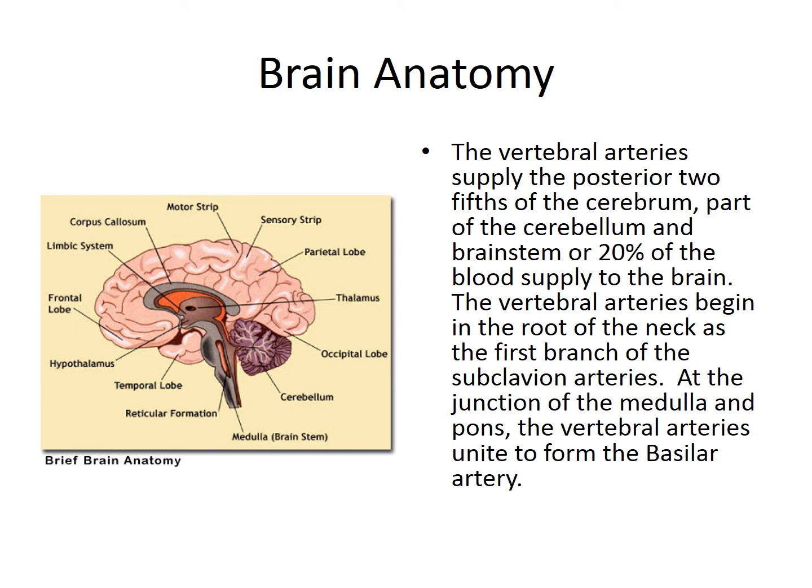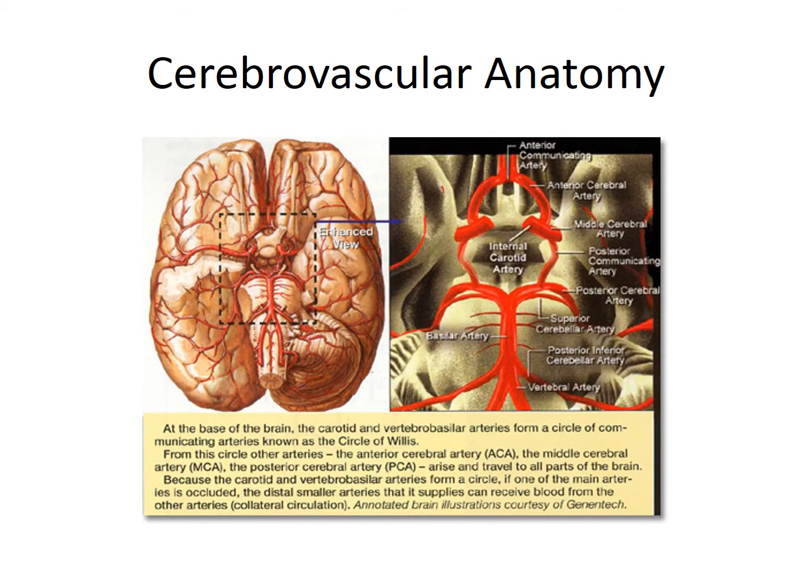Alright, moving on, the vertebral arteries supply the posterior 2/5 of the cerebrum, part of the cerebellum and brainstem, or 20% of the blood supply to the brain. The vertebral arteries begin in the root of the neck as the first branch of the subclavian arteries. At the junction of the medulla and the pons, the vertebral arteries unite to form the basilar artery. This is just a great diagram depicting all of those structures, the arteries, specifically how that blood flow then is routed through the brain and how it's supplying nutrients and oxygen to specific areas of the brain.